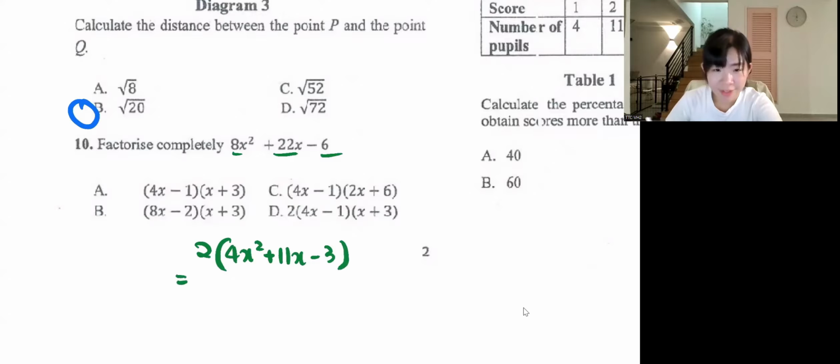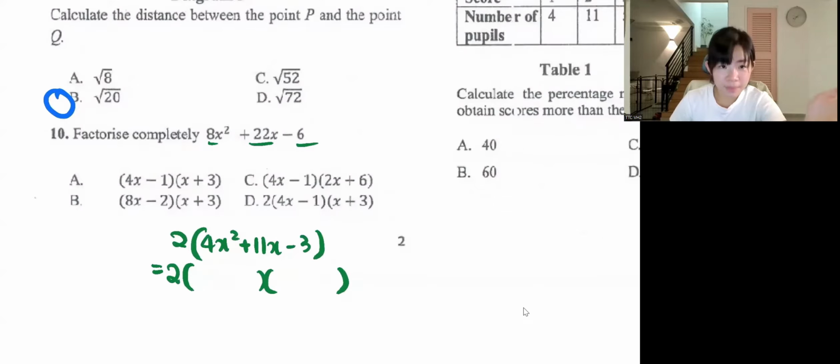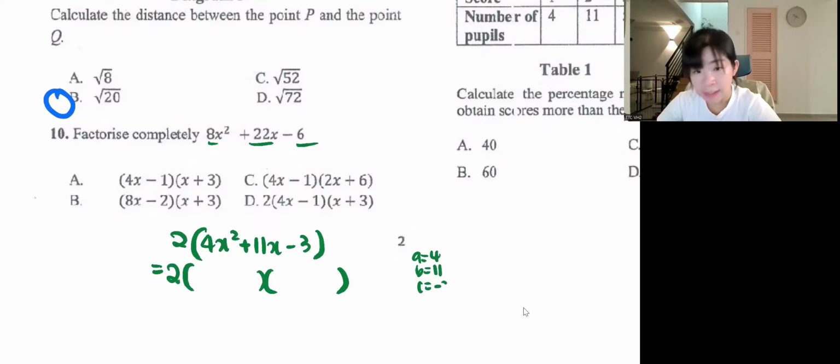Okay, we finish it first. The 2 you still have to keep outside. When you see 3 terms with a square, you will always get 2 brackets when you factorize. How do we get these 2 brackets? It's the quadratic. You key into your calculator, ABC, mode. So A is 4, B is 11, C is negative 3. Key in your calculator, mode, and then you press 2.